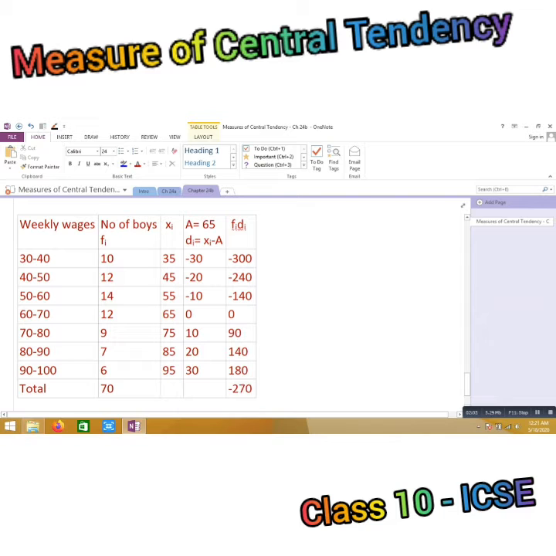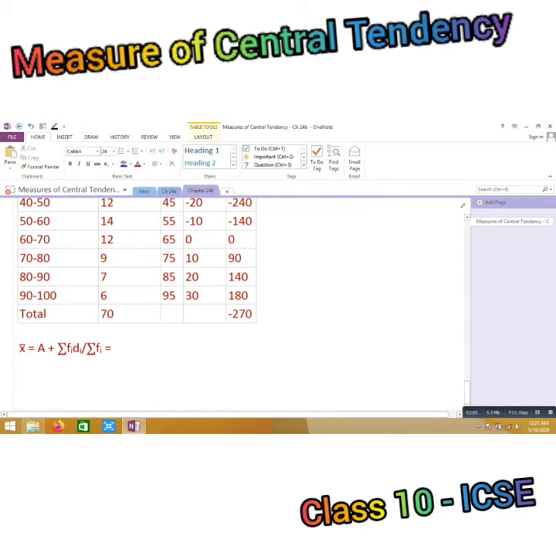That's minus 270. Now by applying into the formula, A here is 65 plus minus 270 divided by 70. That gives us a mean 61.14.